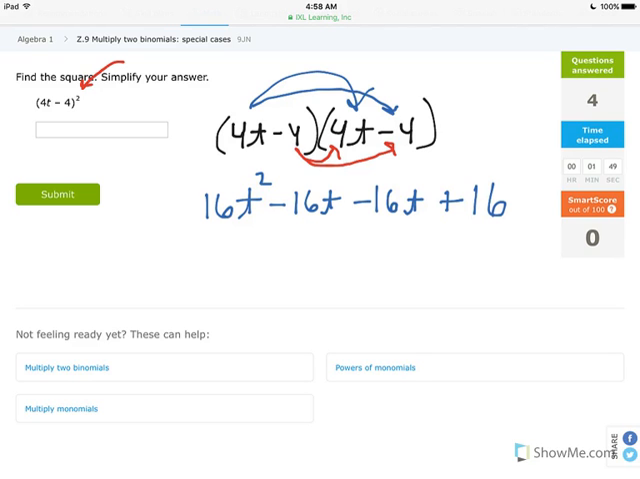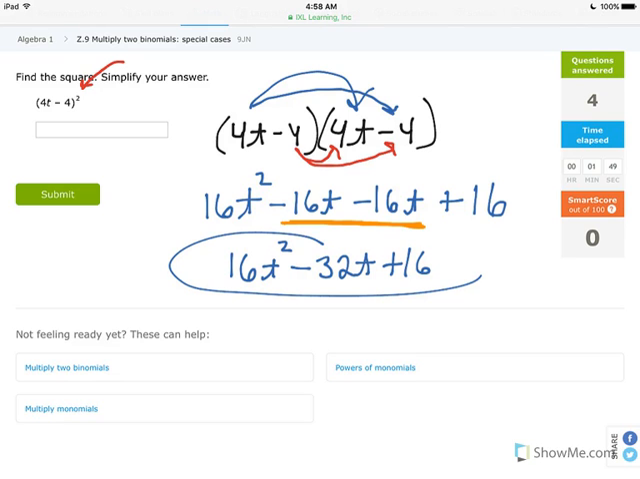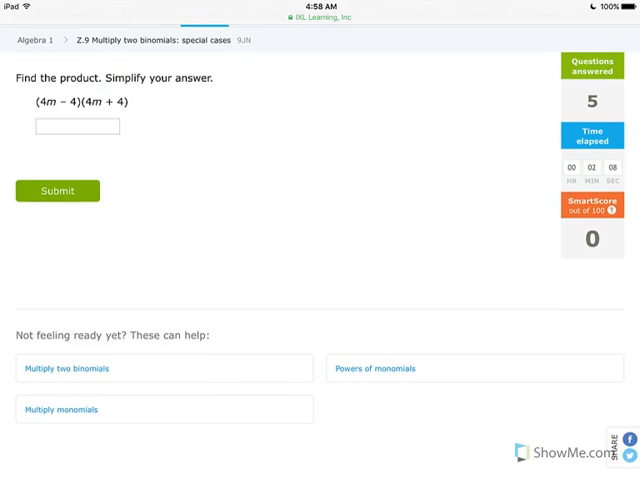And then you can simplify. So on this one we don't end up with opposite like terms in the middle. We actually end up with a doubling, so they end up being the same. But just simplify it like combining like terms. So 16t squared minus 16t minus another 16t, so minus 16 and minus 16 should get you negative 32t, and then plus 16. And that should be your final answer for that one.